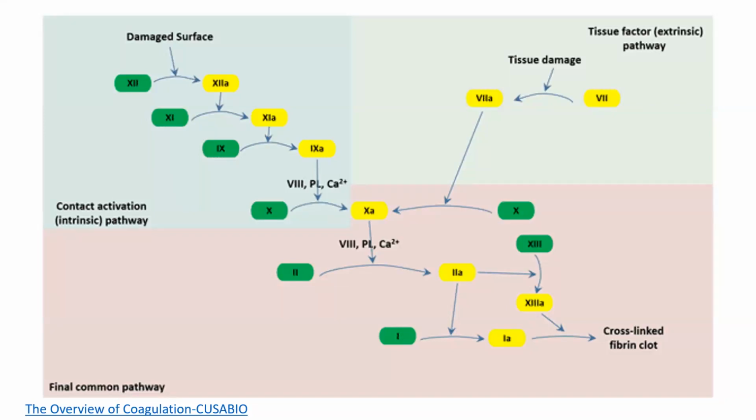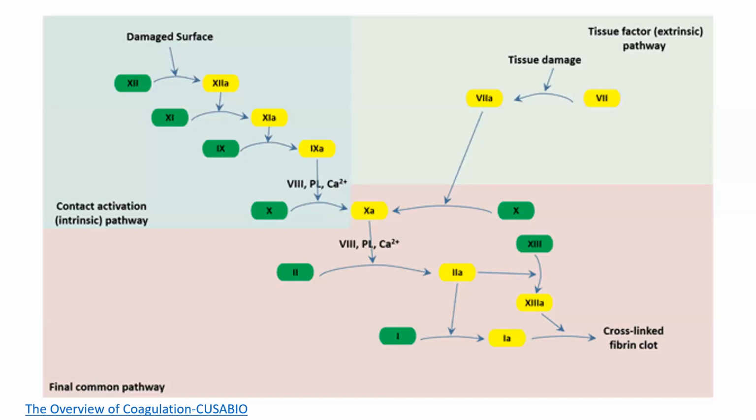factor 5. It's a lot of factors, but basically, whether it's extrinsic or intrinsic, ultimately, when factor 10 is activated, that is then going to result in prothrombin being activated into thrombin, which activates fibrinogen into fibrin. Sorry, brain fart. Which is going to allow you to have a cross-linked fibrin clot when everything works perfectly.